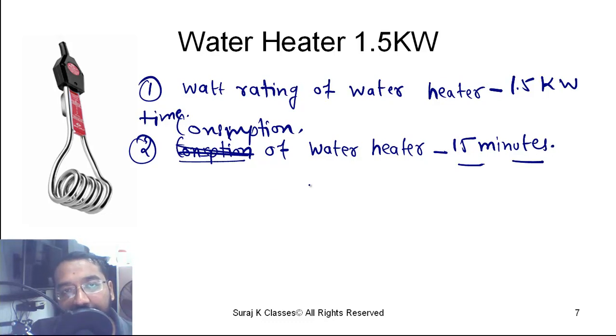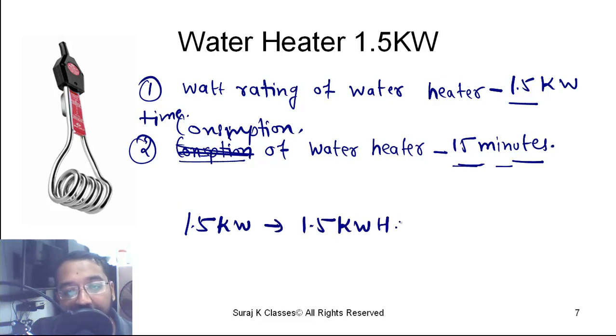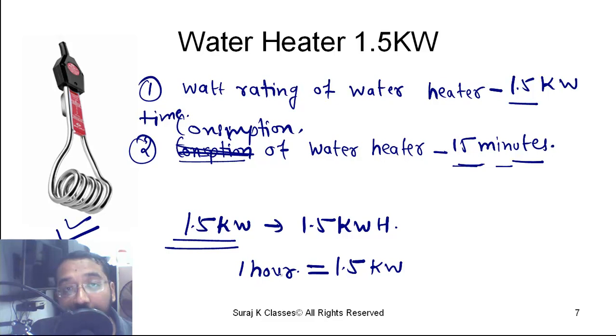Now you will have to convert this 1.5 kilowatt. How much power will be consumed for 15 minutes? Because this 1.5 kilowatt is indicating 1.5 kilowatt hours. That means if you are putting it on for 1 hour, then this will give you a consumption of 1.5 kilowatt hours. This is the meaning of this. Now you are not using it for an hour, you are just using it for 15 minutes.